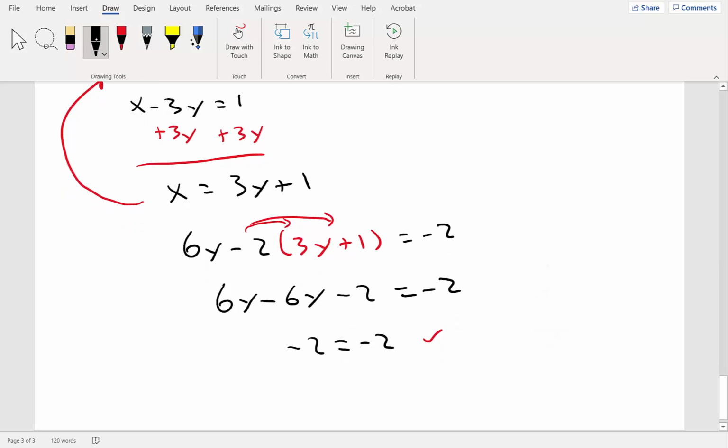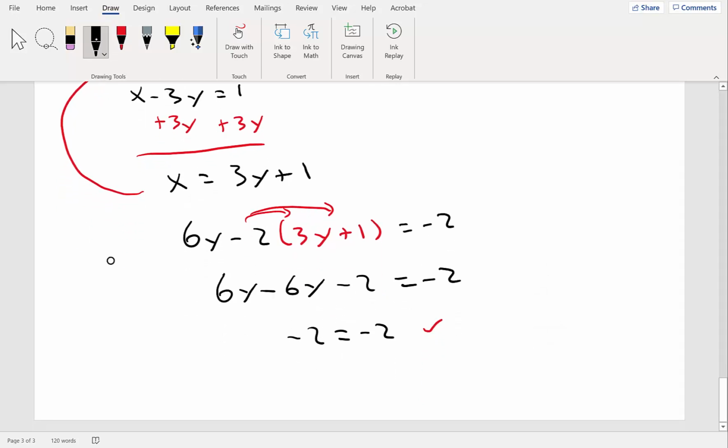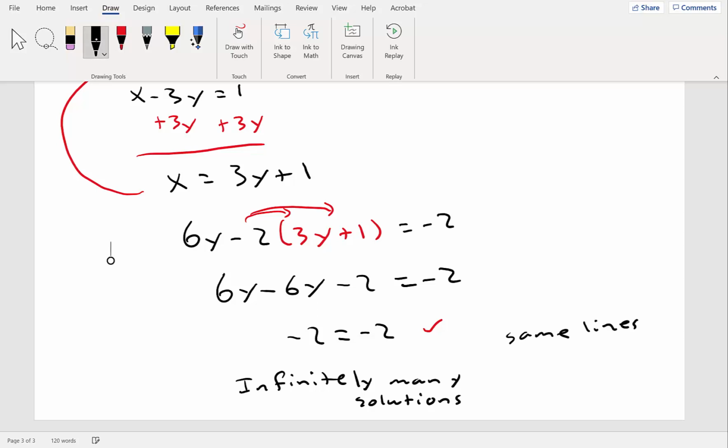Okay. So in the process, if your variable cancels out completely, and you don't have a variable to solve for, and you're left with the statement that's true, that means you have infinitely many solutions. So we saw this case in the previous section as well. The reason why we have infinitely many solutions is because these two lines are the same. They intersect each other at every point.